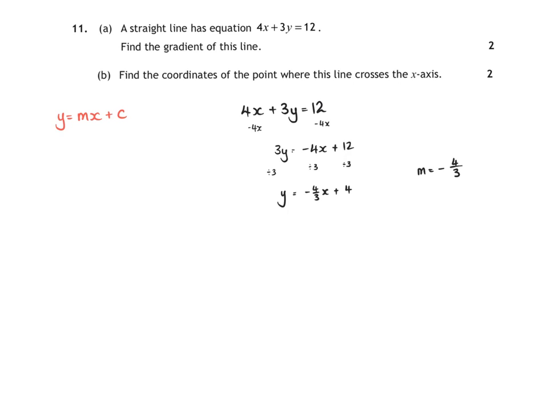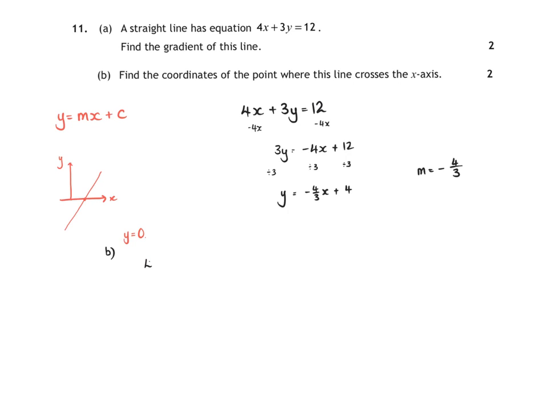Okay, so for part B, we've been asked to find the coordinates of a point where it crosses the x-axis. So if you think about this, when we have our graph, that's our x, that's our y. When it crosses the x-axis, our x value is what we need to find, but our y value is 0. So we know that y equals 0 when it crosses the x-axis. So we can use this to find that x point.